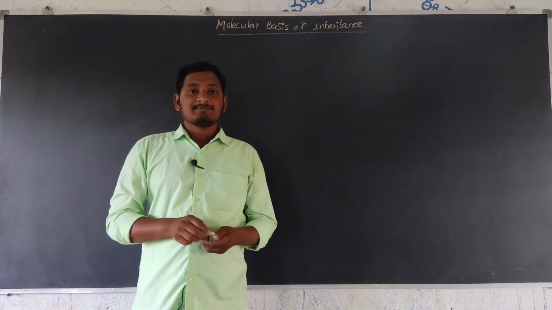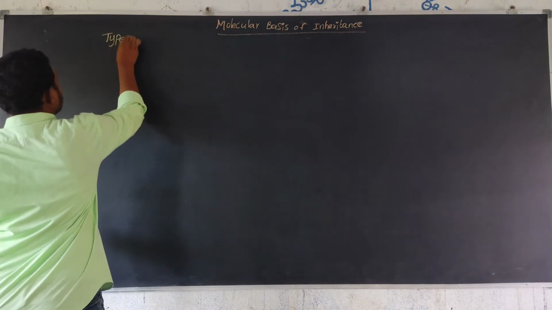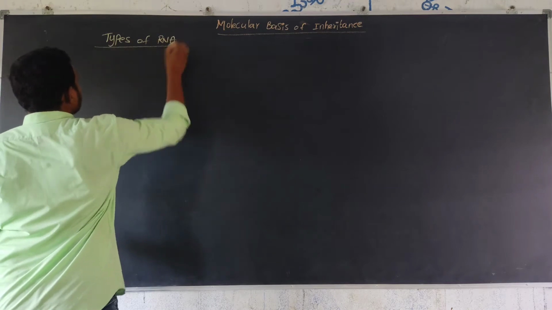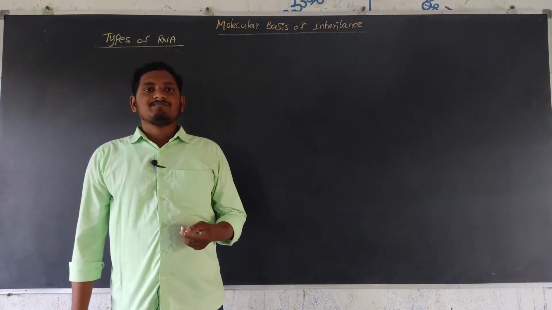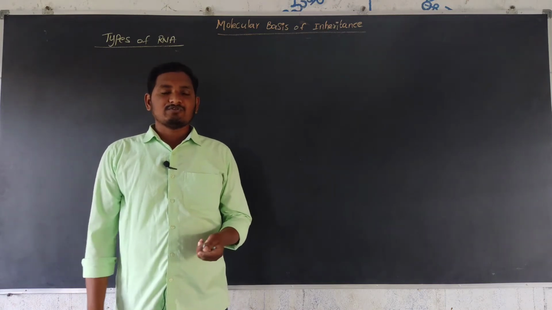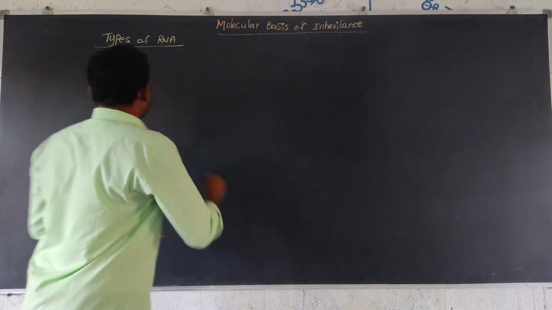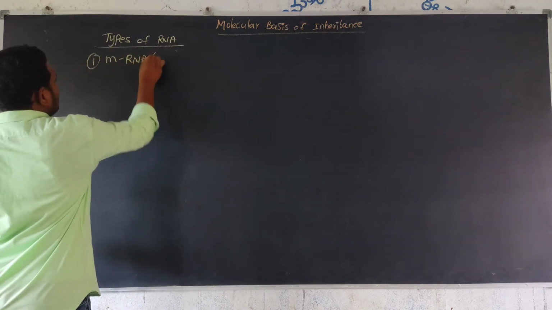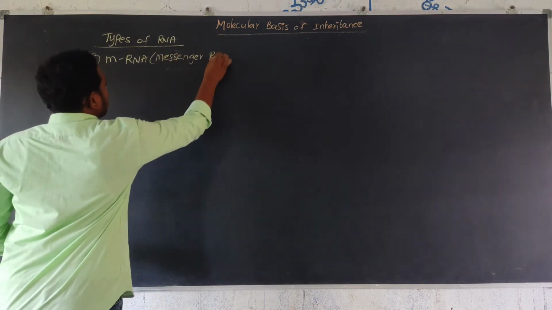Next, types of RNA. RNA mainly occurs in three forms: messenger RNA, ribosomal RNA, and transfer RNA. First we take up messenger RNA. This is mRNA, or messenger RNA.